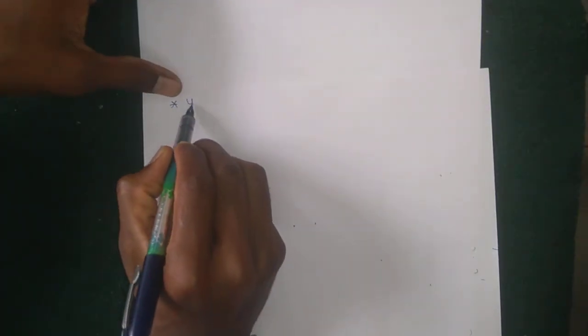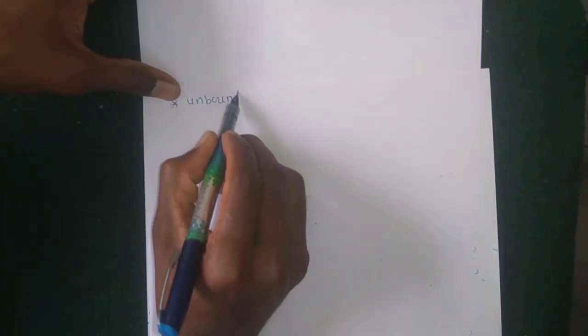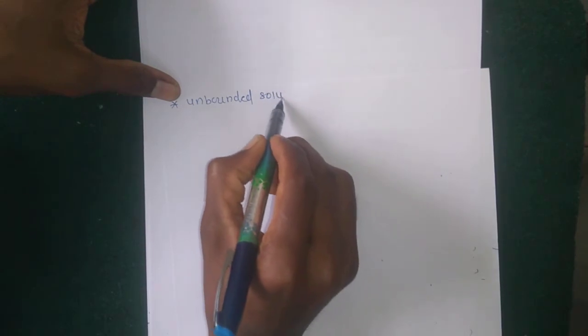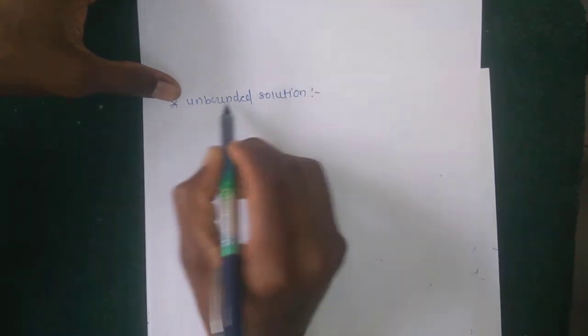Then the second case is unbounded solution. How to prove the given LPP has an unbounded solution? Next is unbounded solution.